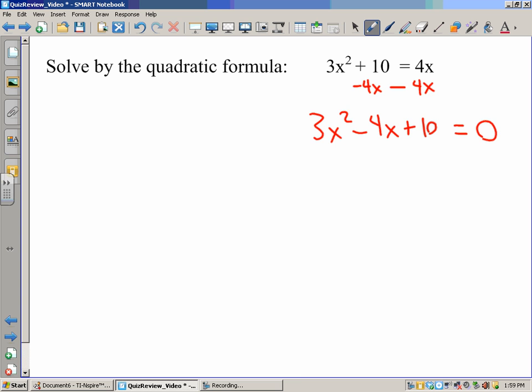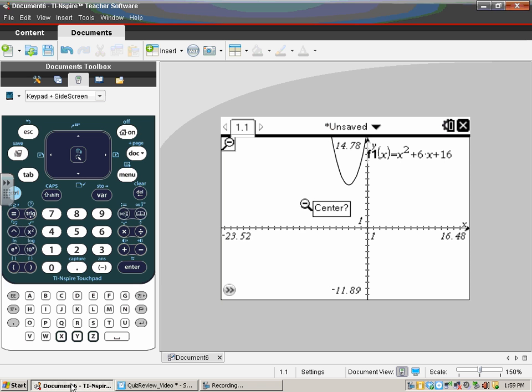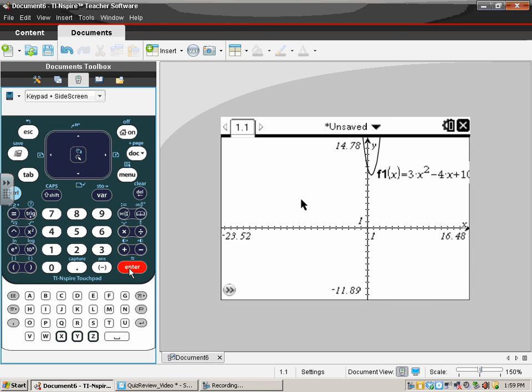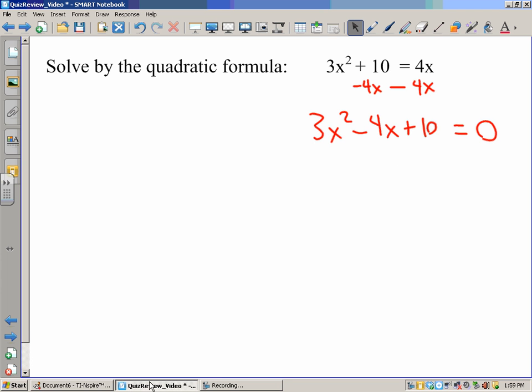Let's try it by graphing. 3x squared minus 4x plus 10. 3x squared, Mr. Gordon, minus 4x plus 10. Oh, doesn't touch the x-axis, so no real solution. So we have to find the imaginary solutions by completing the square or the quadratic formula.